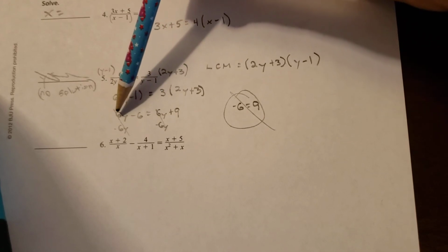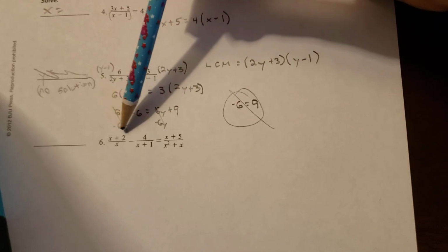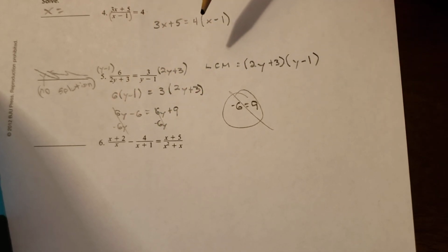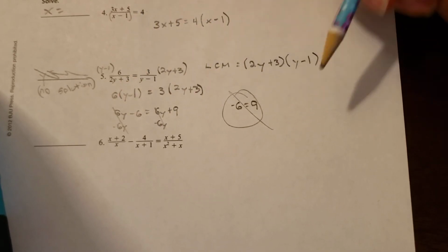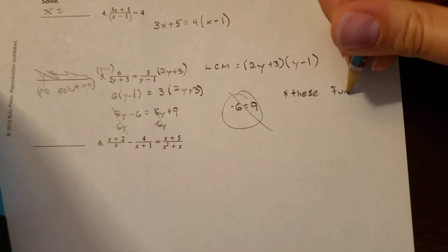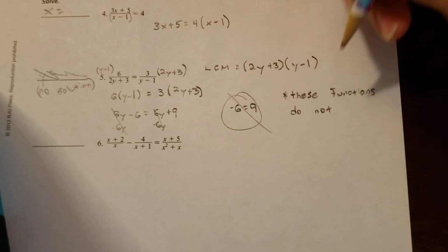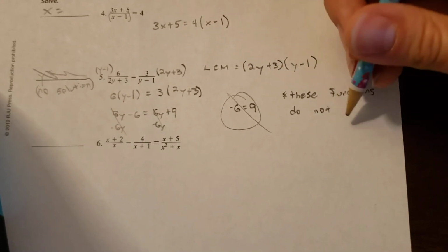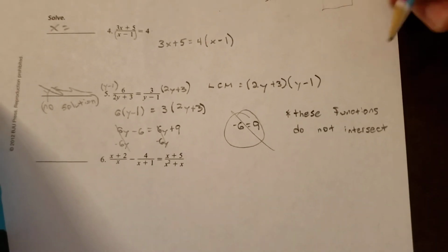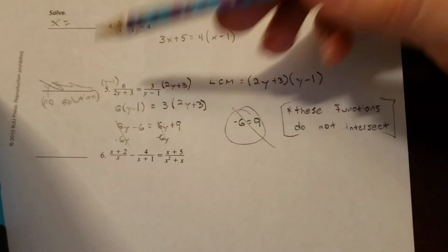Again, what happened was I have 6y minus 6 equals 6y plus 9. Whether I subtract the 6y from here or from here, it eliminates the y value. Meaning in the short term that these functions do not intersect. That's what it means. You don't really need to know that, at least not yet. For our purposes, the answer is no solution.